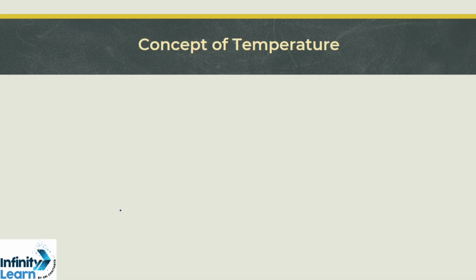Next, let us talk about the concept of temperature. As we have already seen, if I keep a hot body in contact with a cold body, there is a flow of heat from the hot body to the cold body. Now the body which is giving heat is basically said to have higher temperature compared to the temperature of the cold body. Thus we can say that temperature basically defines the direction of flow of heat. So the direction of flow of heat is always from a substance having higher temperature to a substance having a lower temperature.